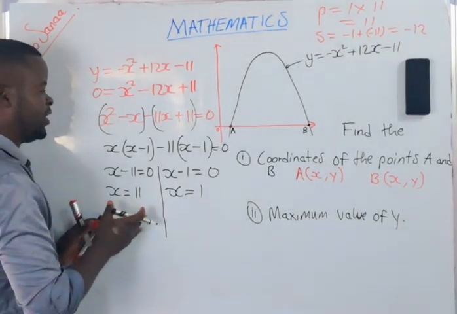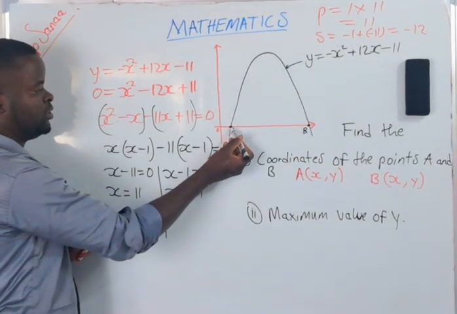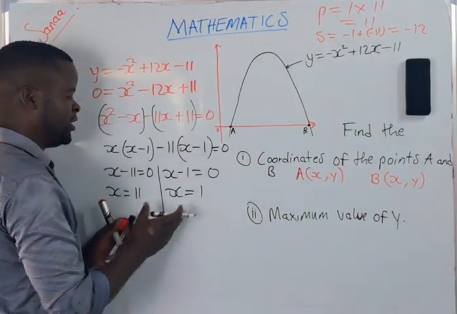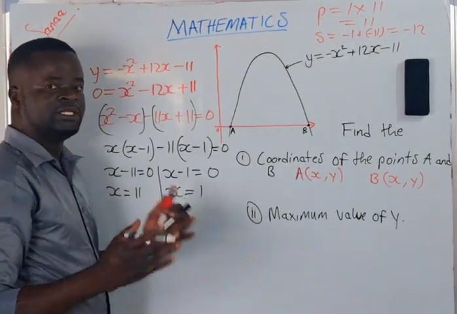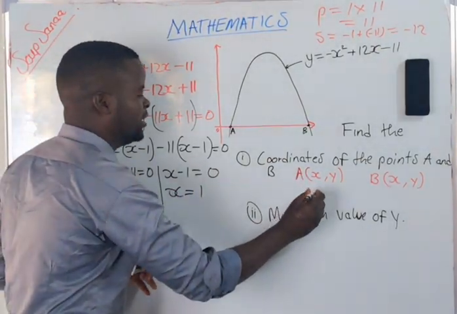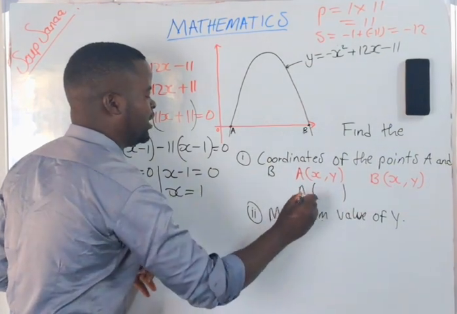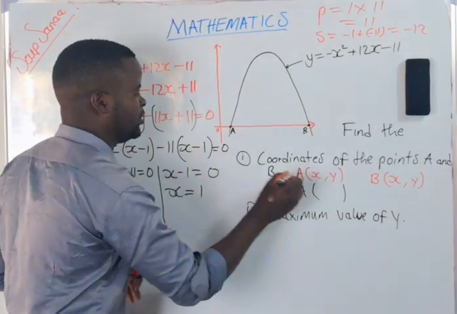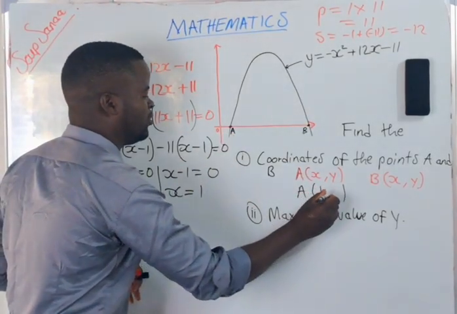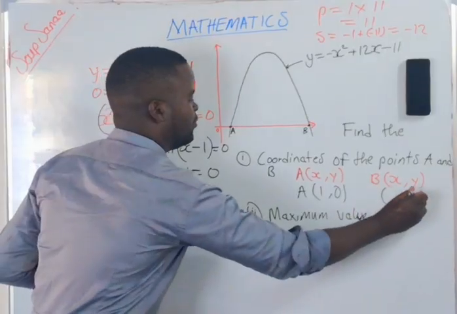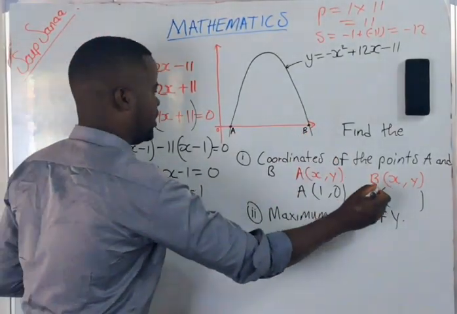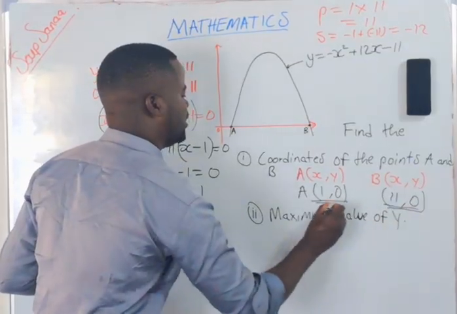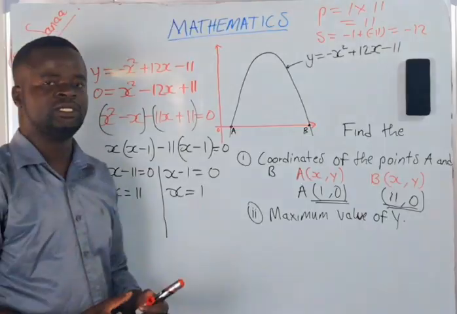So after having the values of x, a positive 1 supposed to be on this point A and positive 11 supposed to be on point B. So this one, what does it mean after getting the possible values of x? This simply means that we are now going to conclude by saying the coordinates of point A. Point A is just near to point 0 this side. So the coordinates of point A are 1, 0, and the coordinates of point B are going to be 11, 0. These are the two possible what? Coordinates. The question is actually asking you to find.